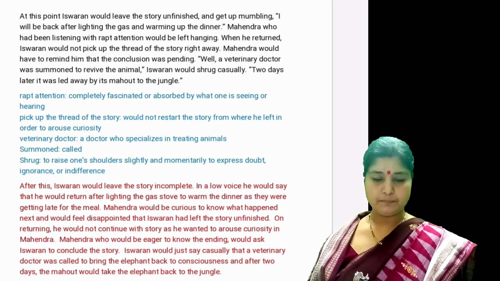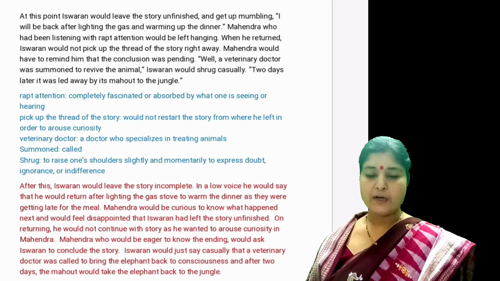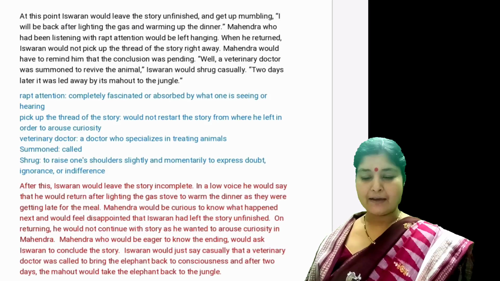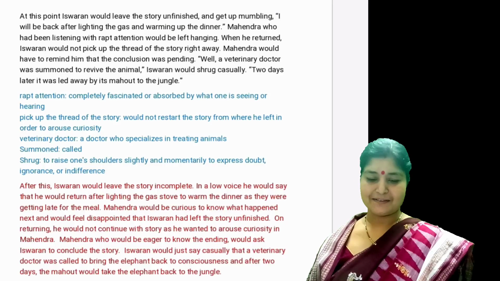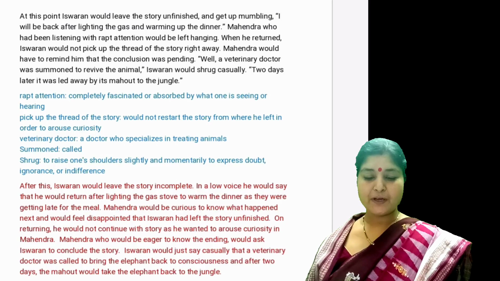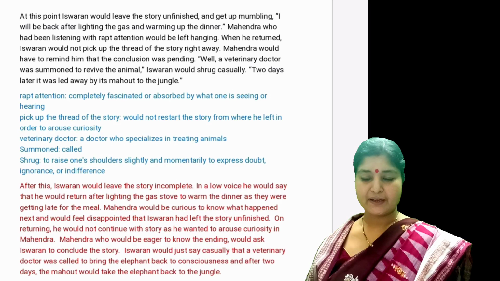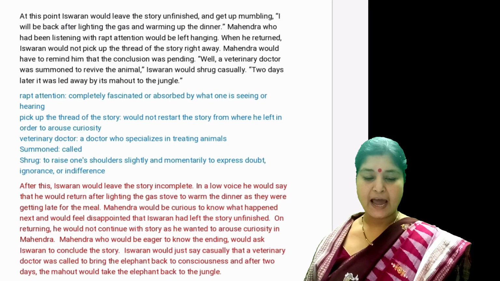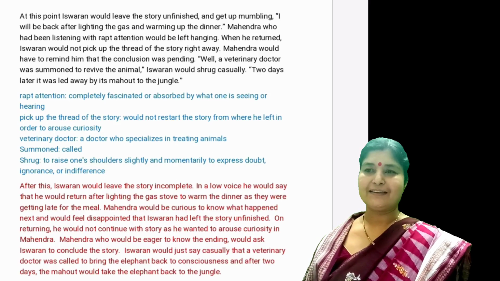So your next paragraph. At this point, Iswaran would leave the story unfinished and get up mumbling, "I will be back after lighting the gas and warming up the dinner." Mahendra, who had been listening with rapt attention, would be left hanging. When he returned, Iswaran would pick up the thread of the story right away. Mahendra would have to remind him that the conclusion was pending. Well, a veterinary doctor was summoned to revive the animal. Iswaran would shrug casually. Two days later, it was led away by its mahout to the jungle.